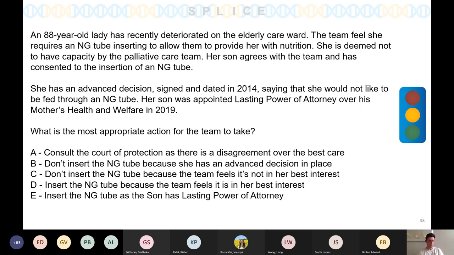Okay, cool. So there's a split of answers, which is the split I expected. The correct answer is E here. And apologies if this was a bit of a wordy question. The point I wanted to make here is that you can accept the decision of the sum, because the lasting power of attorney was granted more recently than the advanced decision. So therefore, it's legally binding and acceptable to take the sum's decision there. Capacity and decision making are something that they love to test you on. So let's quickly run through the different levels of that and what you should need to know.